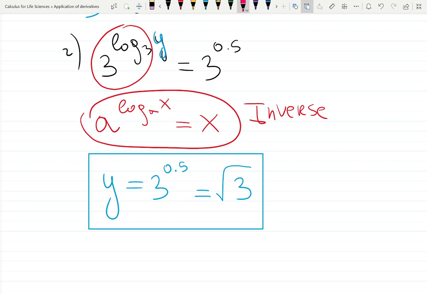That's the exact answer. So we're using the properties of inverse functions, which I wrote before. A raised to the log base A of x gives you x. And the other one: log base A of A to the x also gives you x. So they undo each other. We learned it in high school.